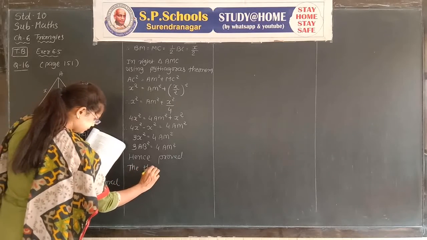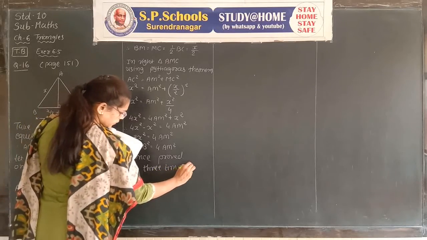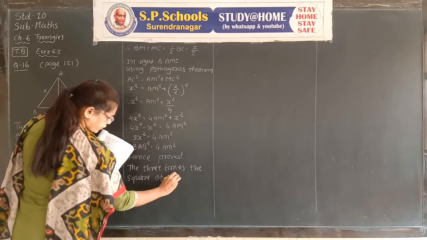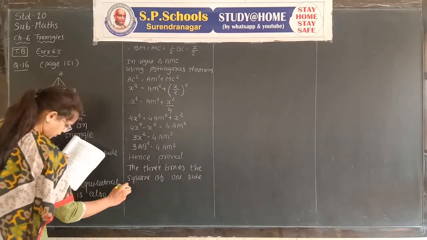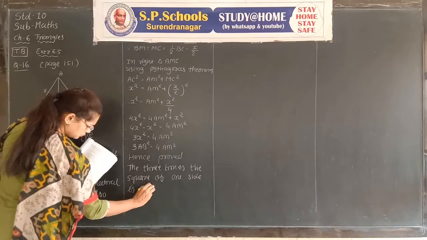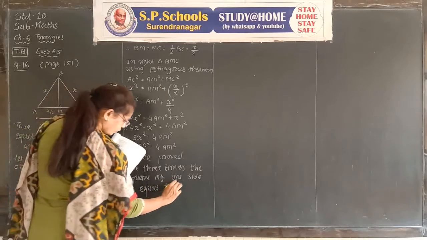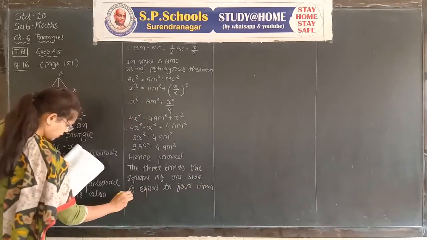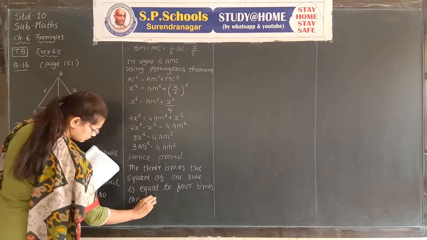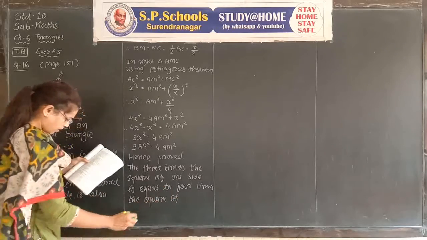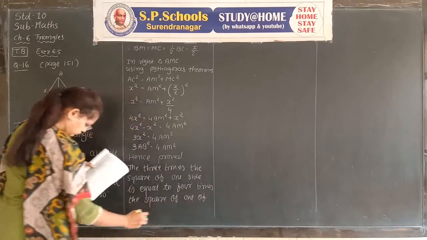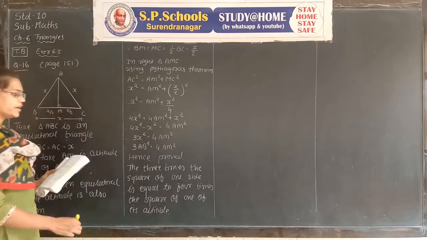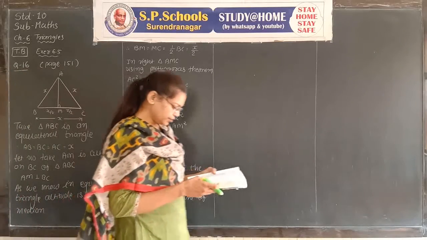Three times the square of one side is equal to 4 times the square of one of its altitudes. It is the most important relation between the side and the altitude.